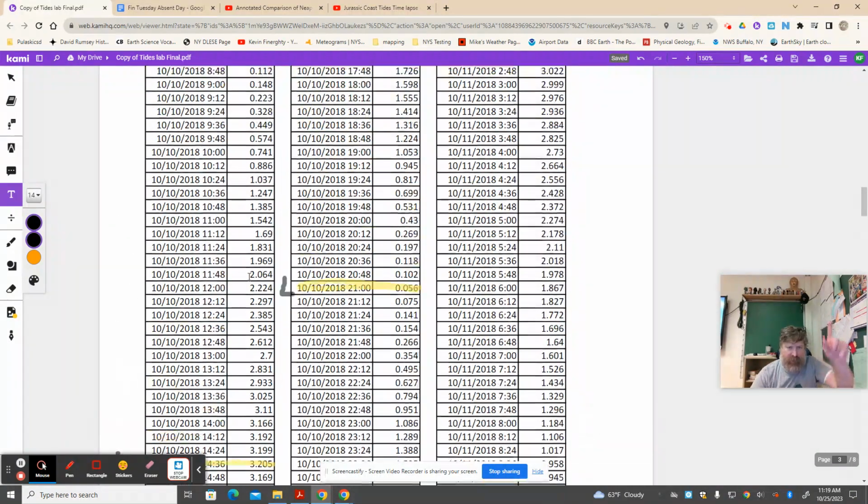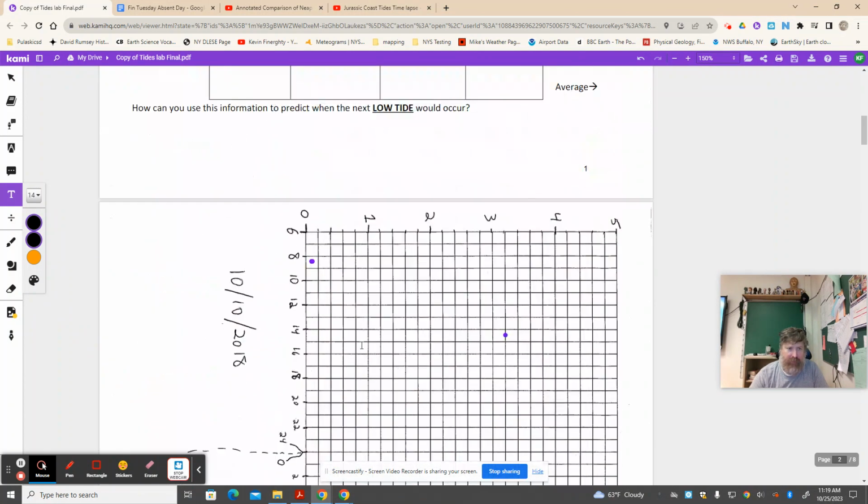And then there was a high. You could put that in the upper box. Then our next low tide is at 10/10 at 21 even.